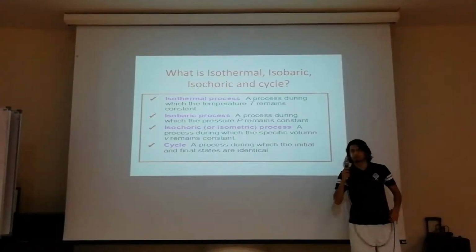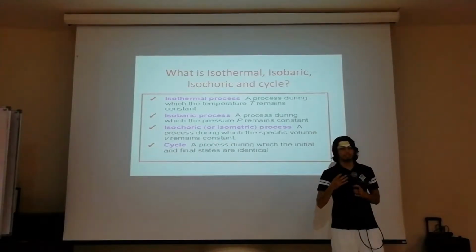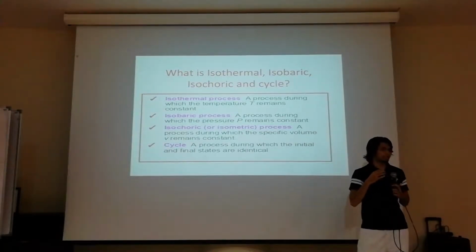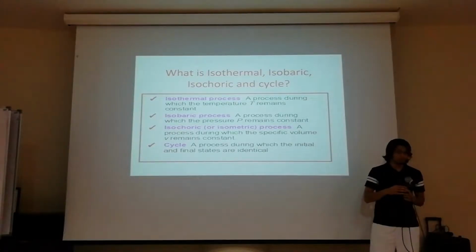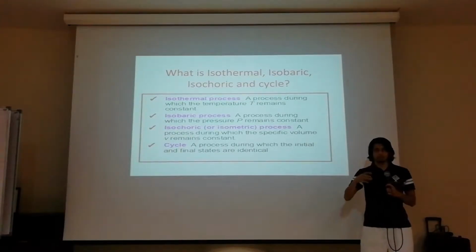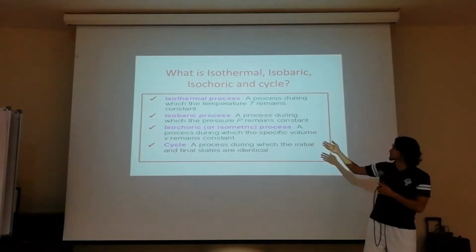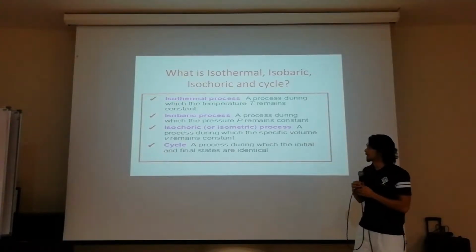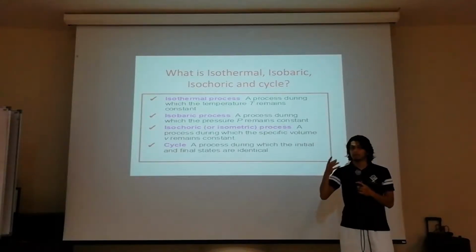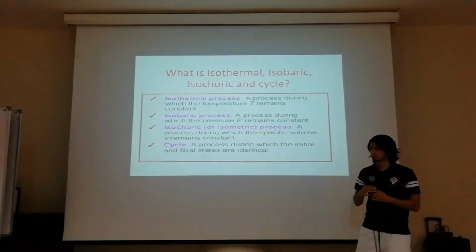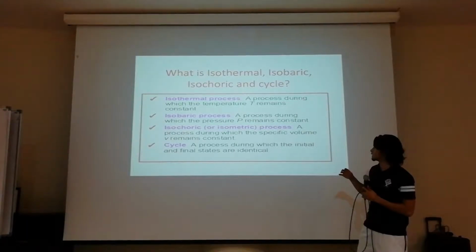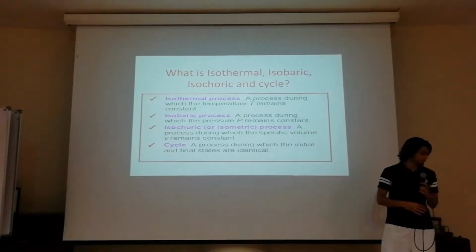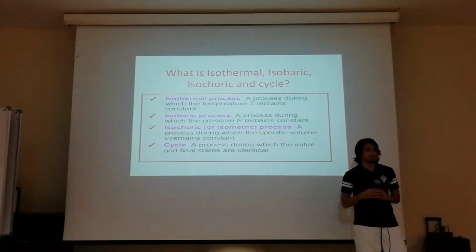Alright. So basically I will explain what the isothermal, isobaric, and isochoric processes are. For the isothermal process, we can hear the term thermal, which means the temperature T will remain constant. An isobaric process is one in which the pressure remains constant, and an isochoric process is one in which the volume remains constant. And the cyclic process is the process during which the initial and final states are identical.